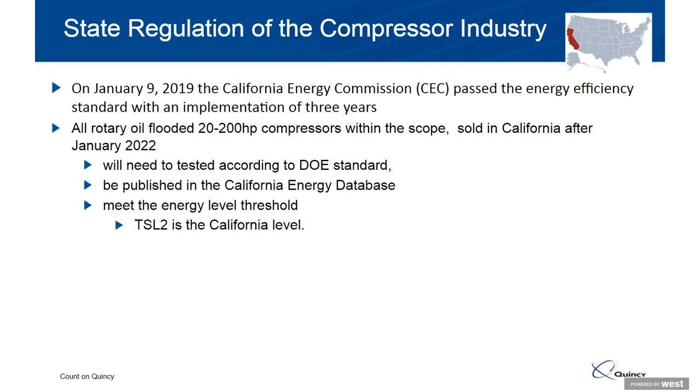On January 9th of 2019, the California Energy Commission passed the energy efficiency standard with an implementation of 3 years. All rotary oil-injected compressors from 10 to 200 horsepower within the scope sold in California after January of 2022 will need to be tested according to the DOE standard, will need to be published in the California Energy Database, and will need to meet the energy level threshold. The California level is currently TSL2.